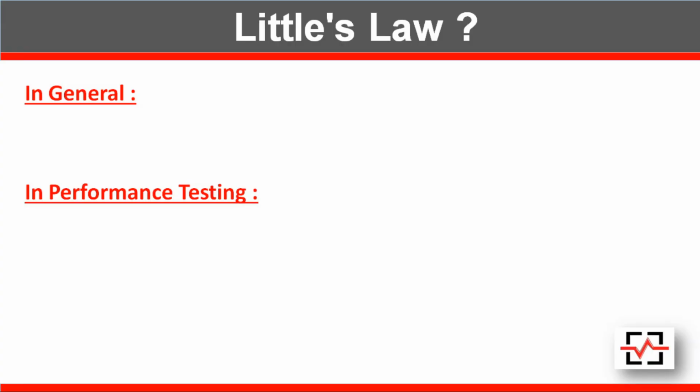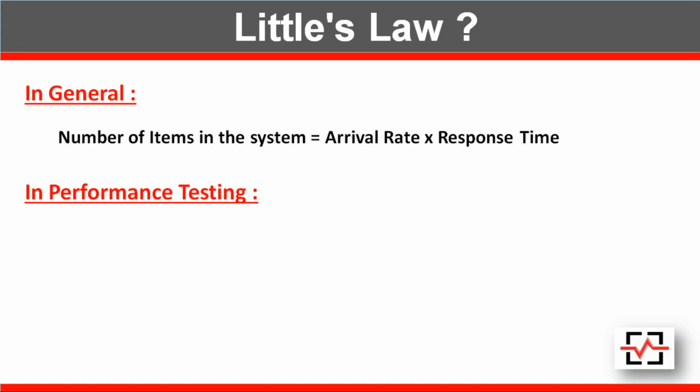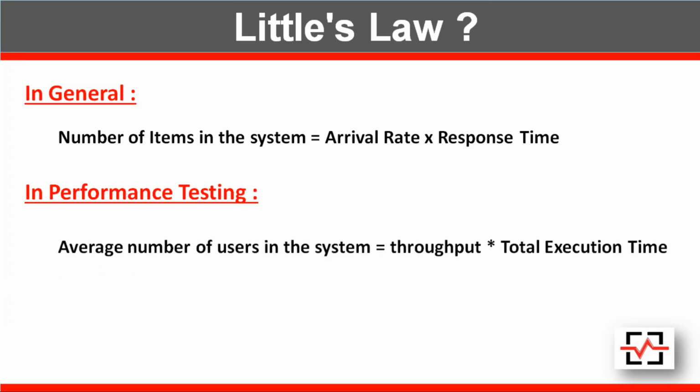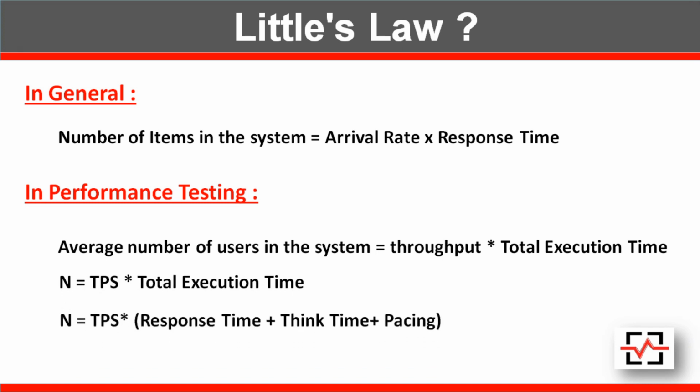In general, Little's law is number of items in the system equals arrival rate times response time. The same formula in performance testing becomes average number of users in the system equals throughput times total execution time. In short, N is equal to TPS times total execution time. Further drill down of total execution time is response time plus think time plus pacing.